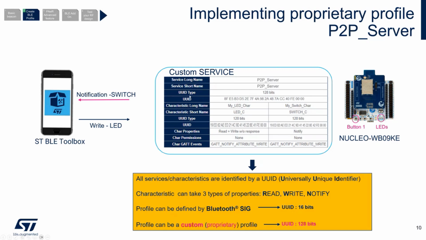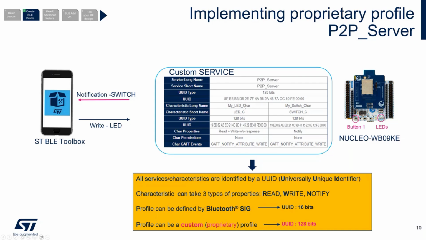Each service and each characteristic is identified by a unique ID, a universal unique identifier, UUID. In the case of a standard profile, this unique ID is 16 bits long, and the value is defined by the Bluetooth SIG. Whereas in the case of a proprietary profile, we have a 128-bit unique ID. And this is the case here for the service we want to implement. This is a proprietary service, so I will use a proprietary 128-bit unique ID.